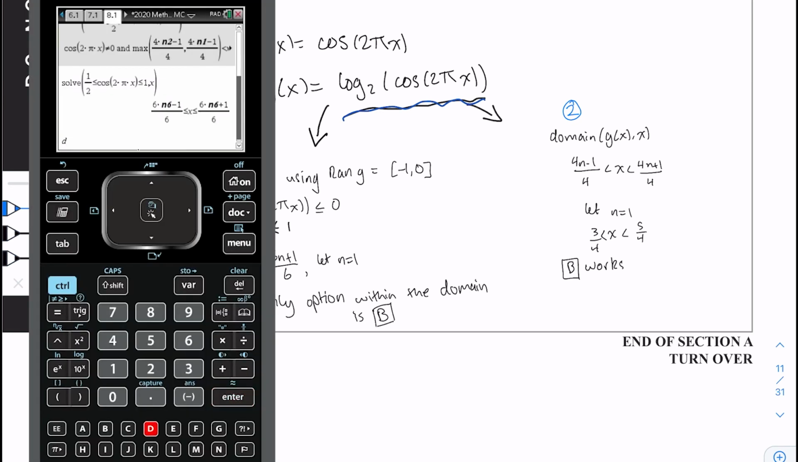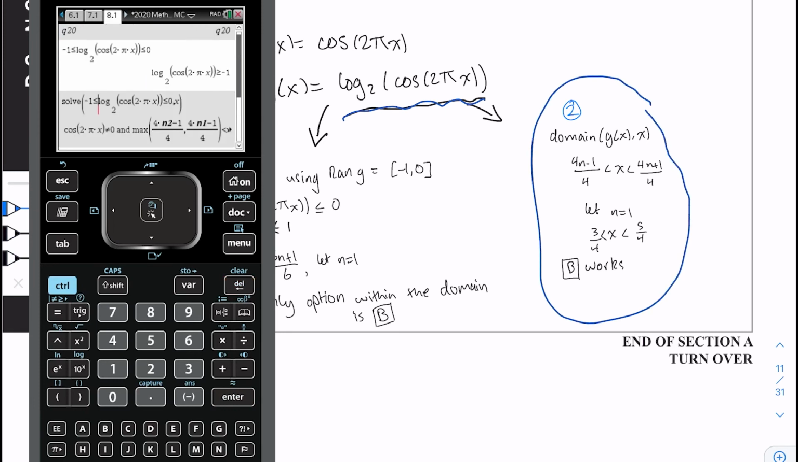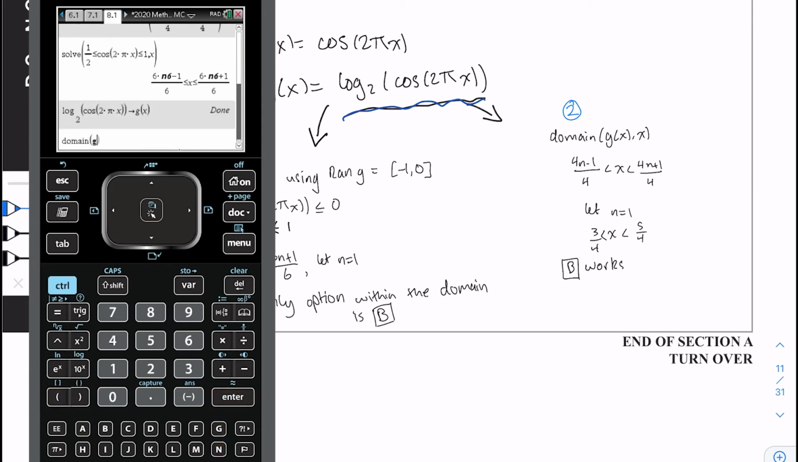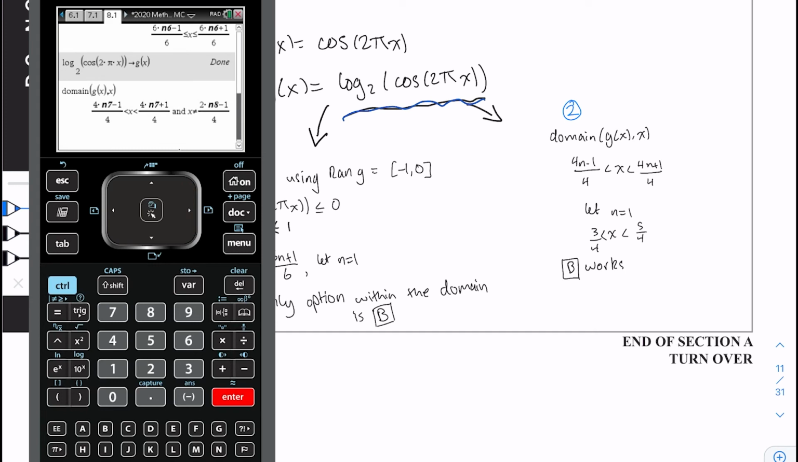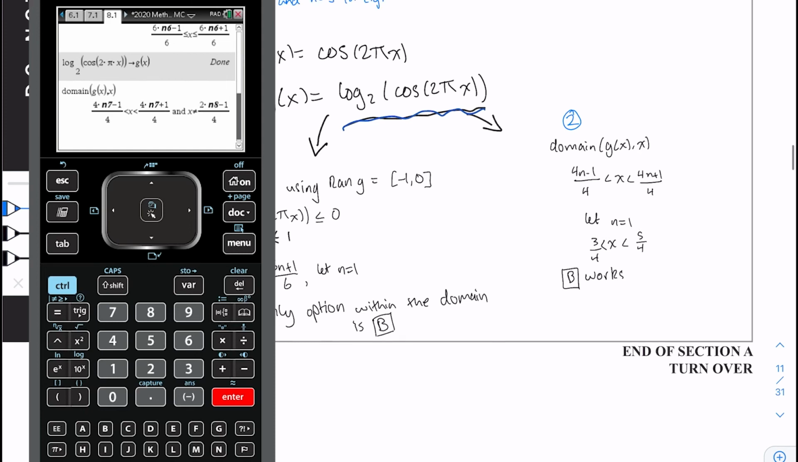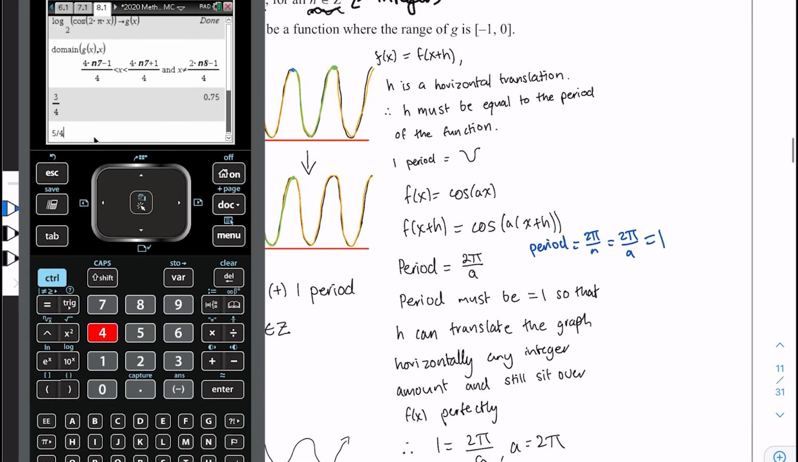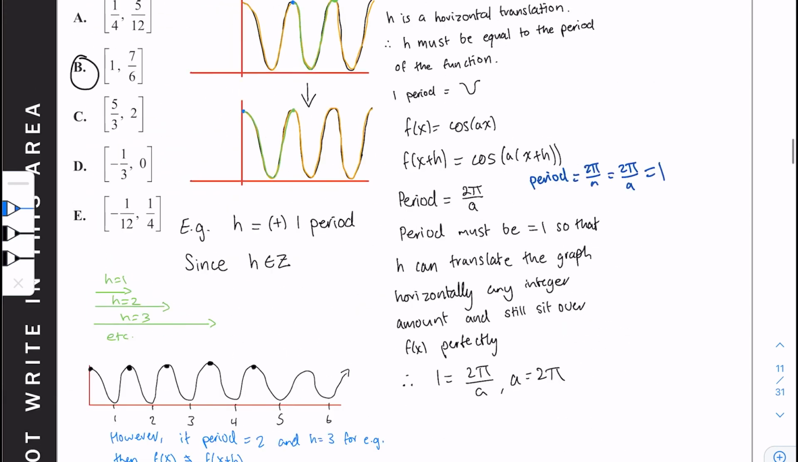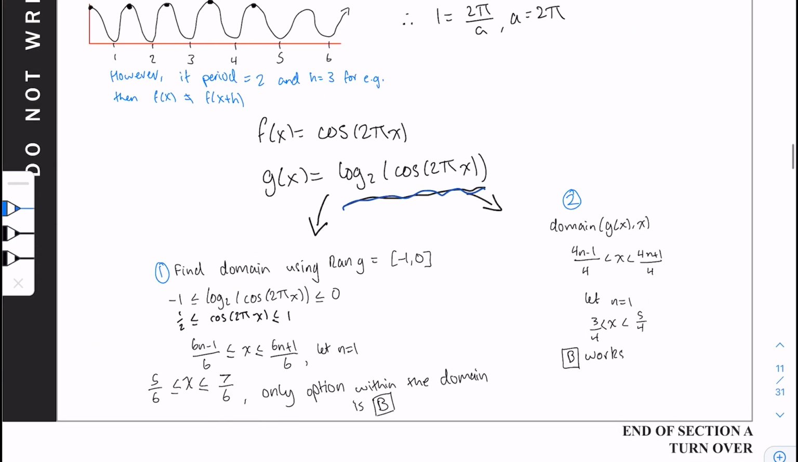The quicker way is you literally just type domain in your calculator, open the bracket, put g of x in terms of x. This is for the TI-Nspire, by the way. And in terms of x, and then you'll get this on your calculator, and you just have to let n equal 1. When you let n equal 1, you get this bound here. And then when you get up to that point, I recommend you just make 5/14 and 3/14 into decimals. And then you make all of these values into decimals, because decimals are easier to see what's bigger than fractions. And then you just see which of these intervals lies in the domain, and you get B.